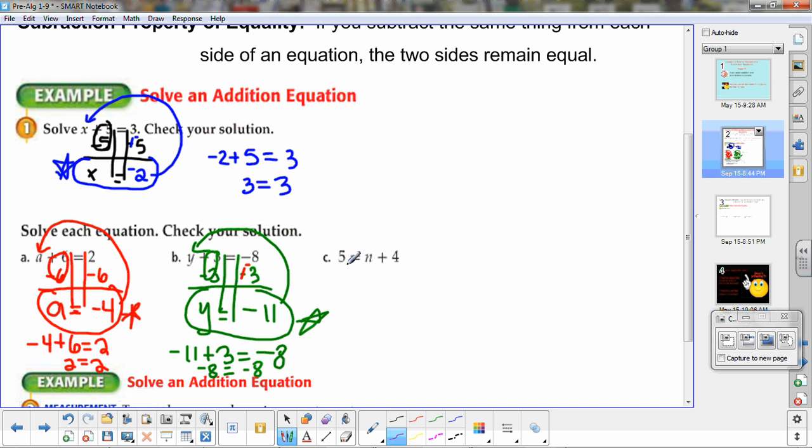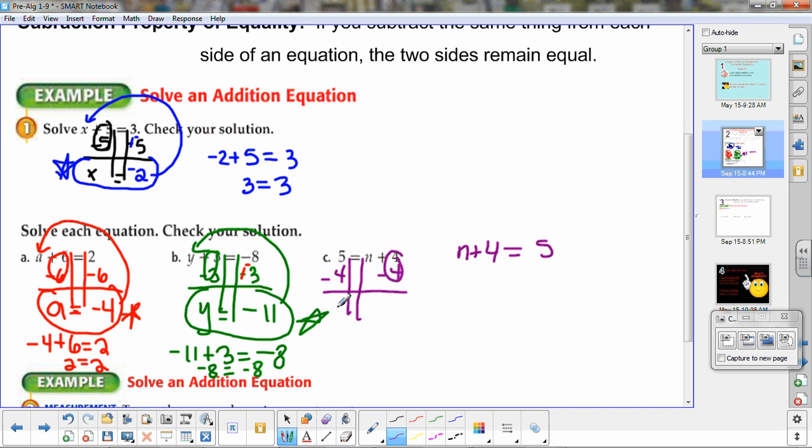In our last example, draw the train tracks. This time the variable is on the right side instead of the left. It doesn't matter. If you'd prefer, you could rewrite it by switching these two sides. You could do n plus 4 equals 5 if you're one of those people that always like the variable on the left side. I'm just going to go ahead and do it the way it's written. To get n by itself, I'm going to get rid of the plus 4 by subtracting 4, because a positive 4 minus 4 is 0. If I subtract 4 from the right side, I need to subtract 4 from the left side.